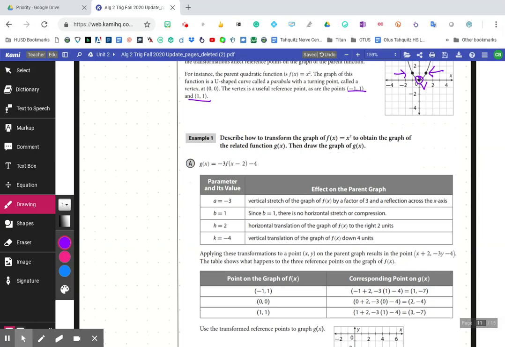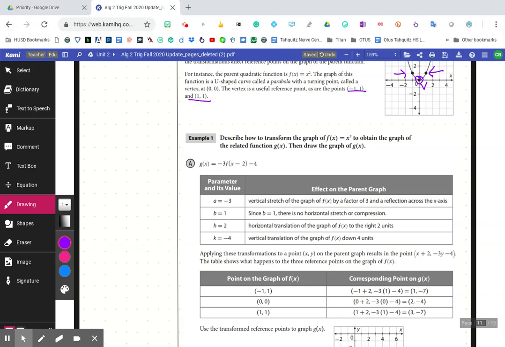There isn't a whole lot you're going to write down in example 1A. I didn't delete the stuff for you, so it's all there, so we're just going to talk through it. We're supposed to describe how we would transform the graph to obtain the related function. Then we're going to draw the graph.